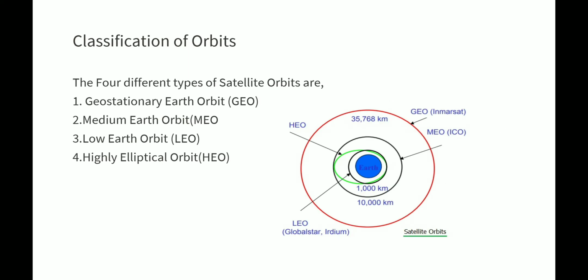MSS. Classification of orbits. The four different types of satellite orbits are geostationary Earth orbit, medium Earth orbit, low Earth orbit, highly elliptical orbit.